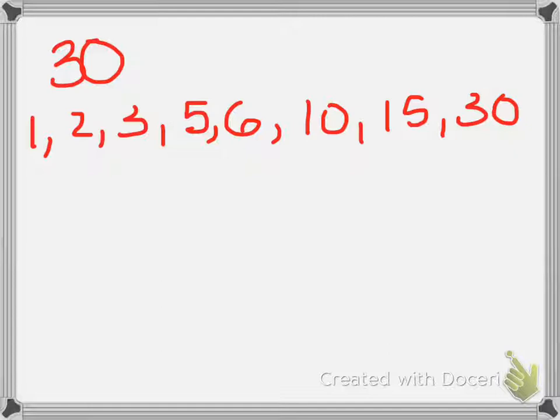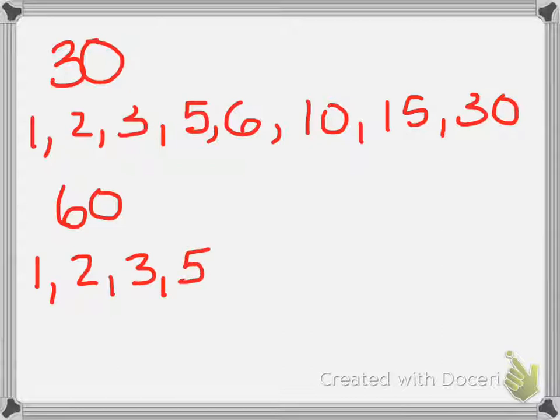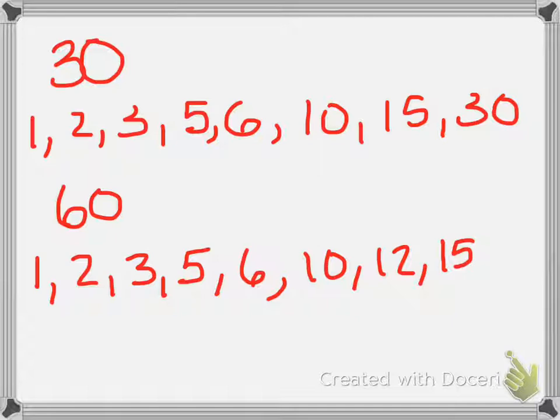So I'm going to do an easy one, and I'm going to pick 60 because I know 60 is a multiple of 30. So I'd have 1, 2, 3, 5, 6, 10, 12, 15, 20, 30, 60.